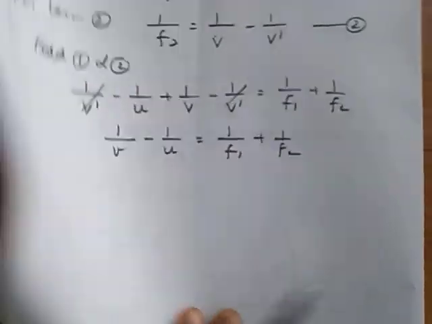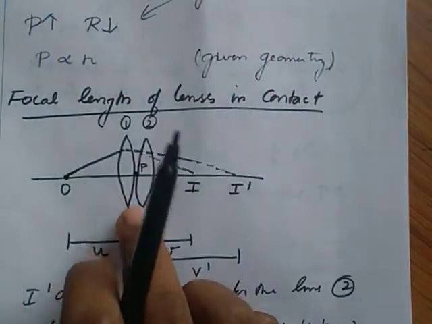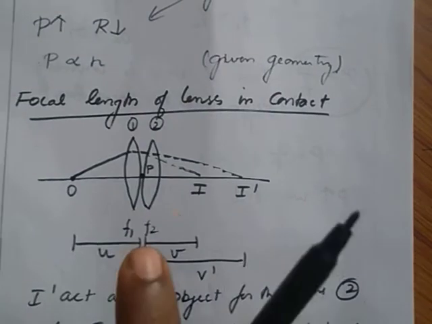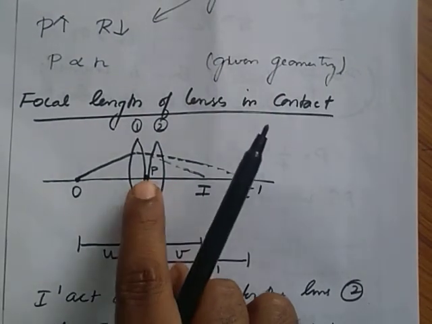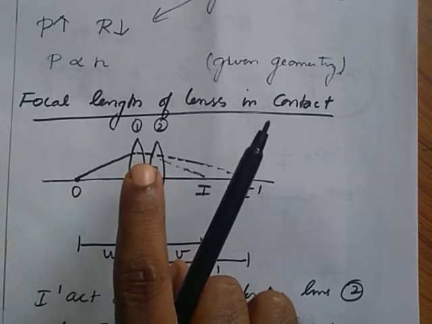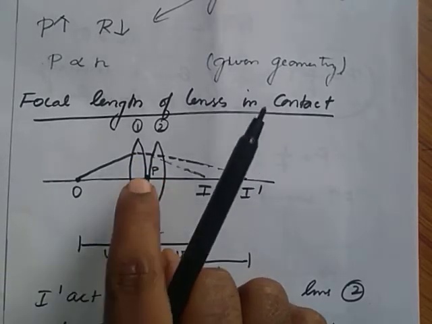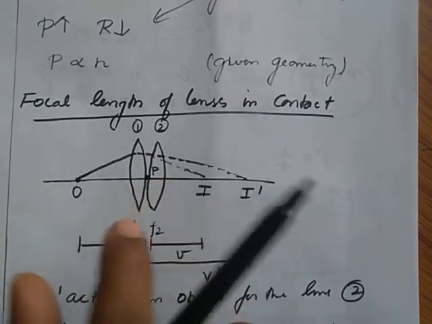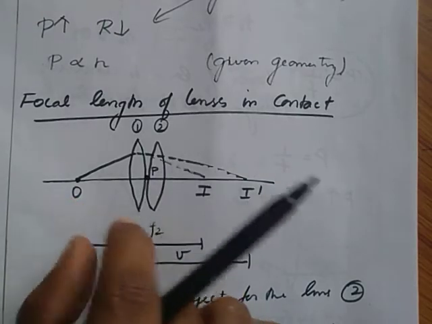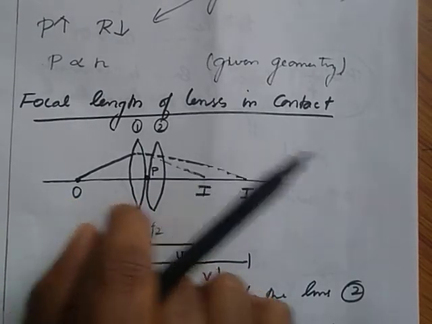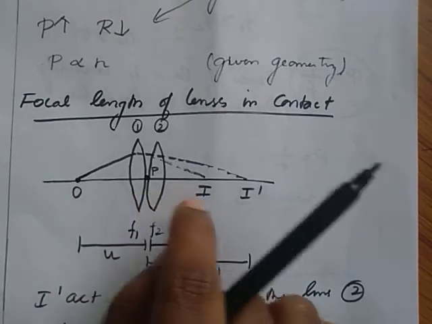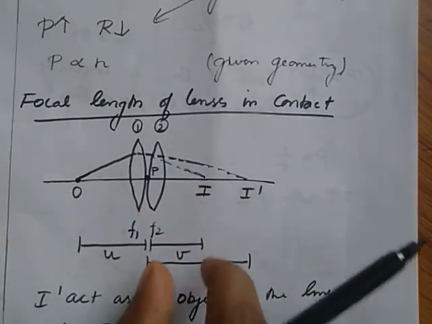See, these two lenses combined as one lens. These two lenses became one lens. Then P is the pole of the combined lens. Here O is the object, the object distance is U, and the image formed due to that object is I, then the image distance will be V.